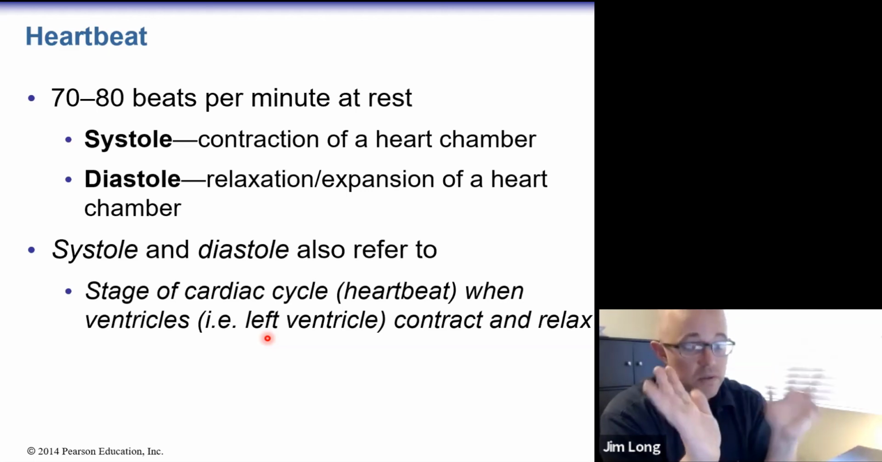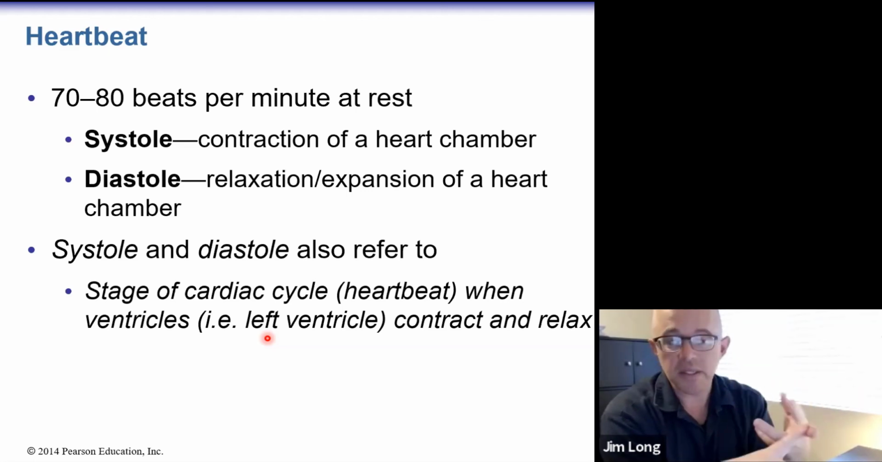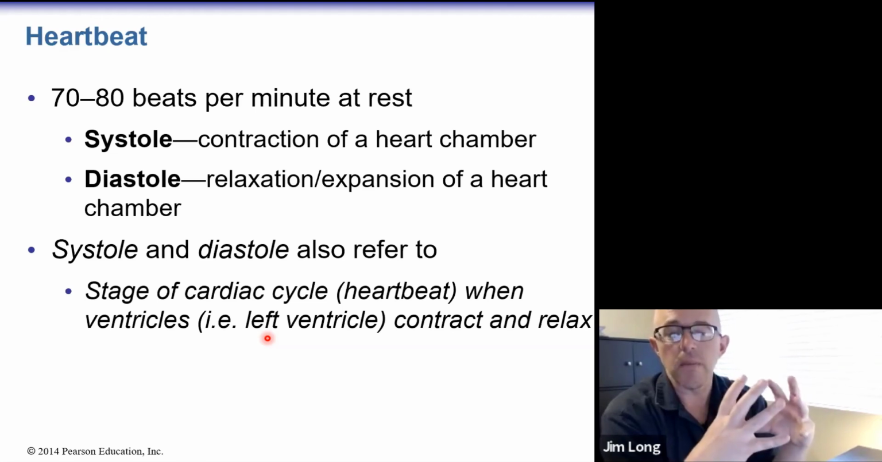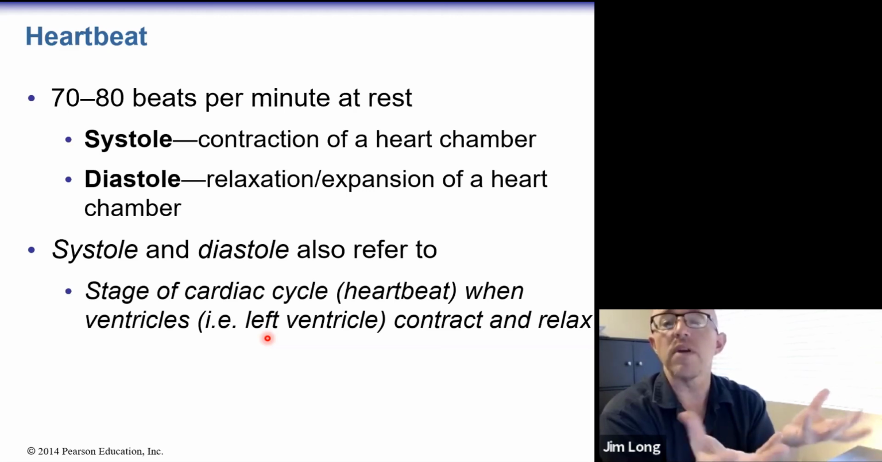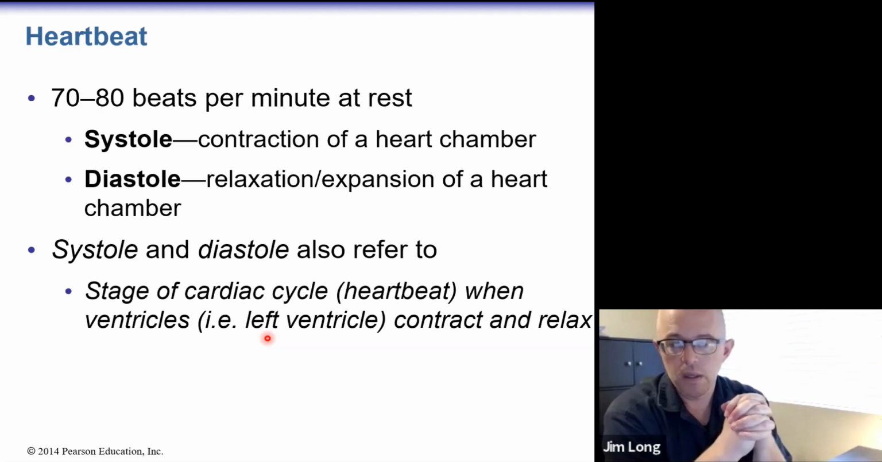So just remember, systole means contraction, diastole means relaxation. So if we want to think about how the heart beats, we start off with all chambers of the heart relaxed, and we just say that's diastole. Then the atria contract and squeeze blood into the ventricles, that's atrial systole. And then the ventricles contract and squeeze blood into the great arteries, that's ventricular systole. And if we don't say atrial or ventricular systole, usually we mean ventricular systole.